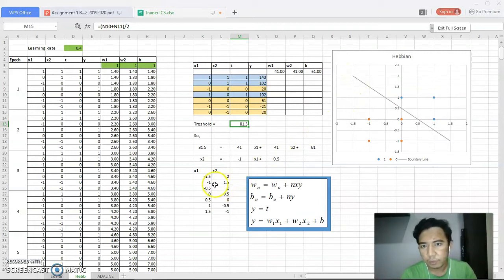And the same for negative 1, 1. Negative 0.5, 1. 0.5, 0. 0.5, 0. 1, negative 0.5. 1.5, negative 1. So we are able to do the Hebbian training algorithm on this set of data. That's all for me. Thank you for watching.